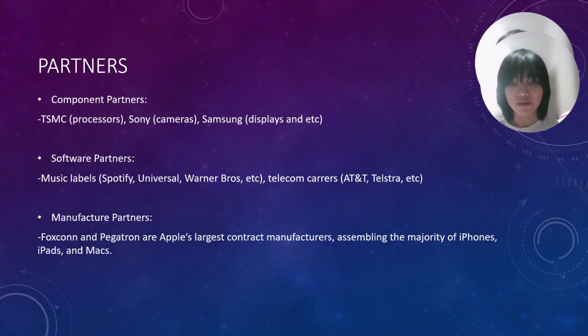And they also work with a lot of software partners. For example, Apple works with music labels like Spotify, Warner Bros., and also telecom carriers like AT&T and Tesla in order to give customers entertainment and other important internet connections. Apple also collaborates with manufacturer partners like Foxconn and Pegatron to manufacture their products, which are the two main companies that create the products, mainly in China, by a Taiwanese company.